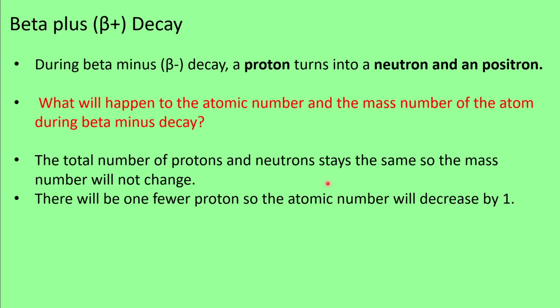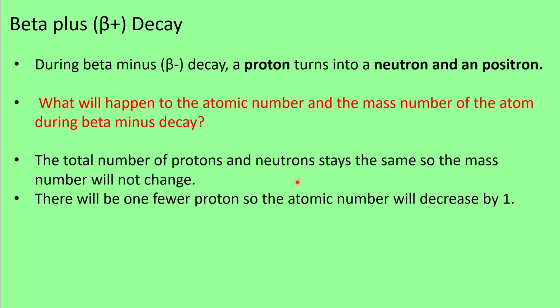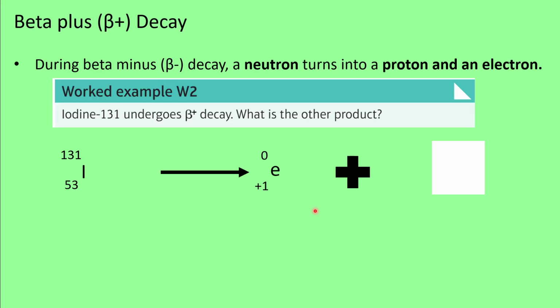So what's going to happen to the atomic number and the mass number? Well, as with beta minus decay, the total number of protons and neutrons stays the same, so the mass number will not change. However, there'll be one fewer proton, as that proton is turned into a neutron, so the atomic number is going to decrease by 1. So rather than increasing by 1 as in beta minus, it's going to decrease by 1 this time.